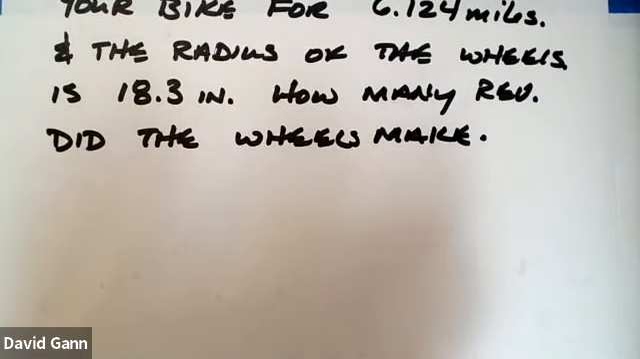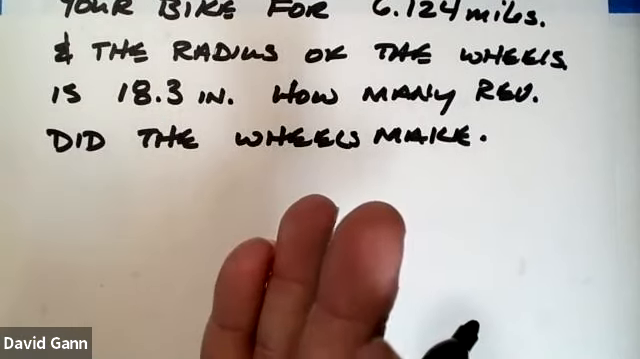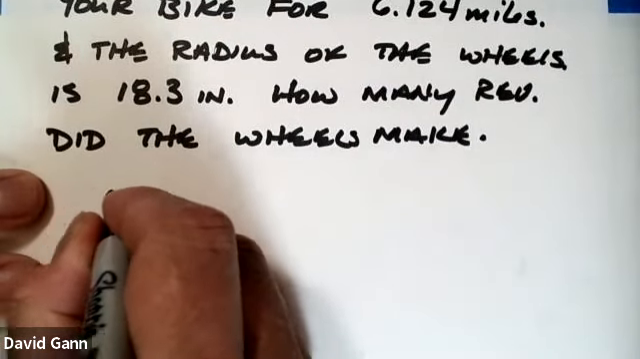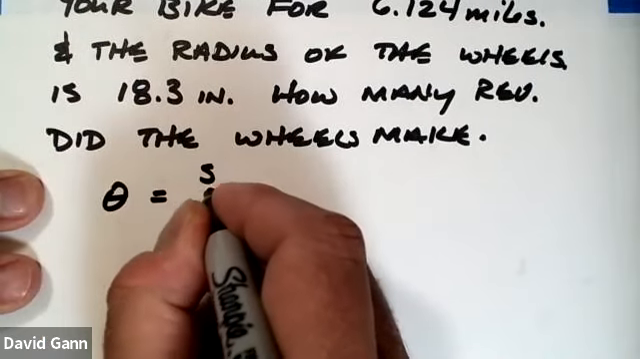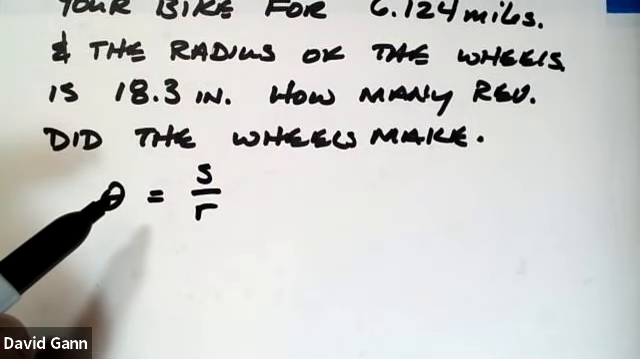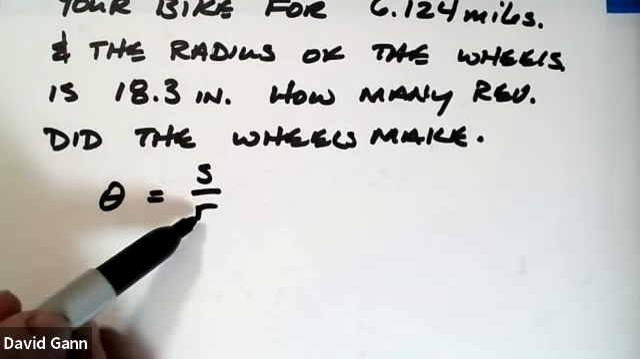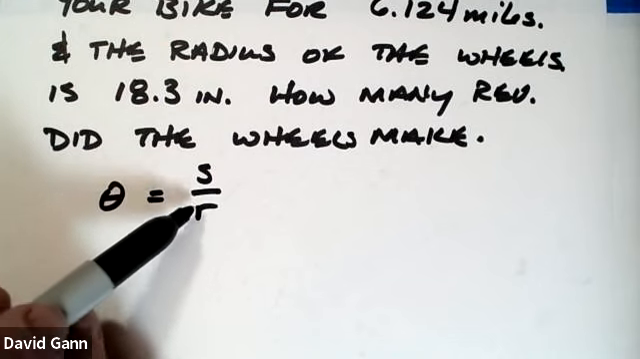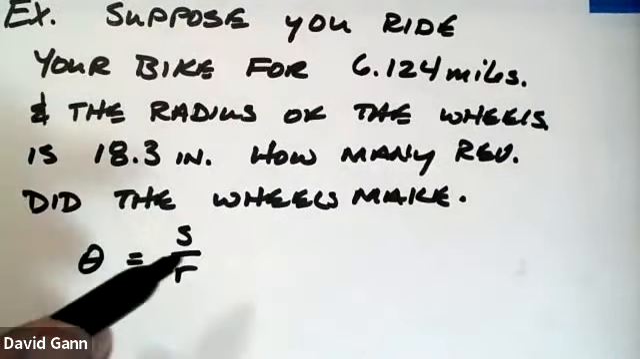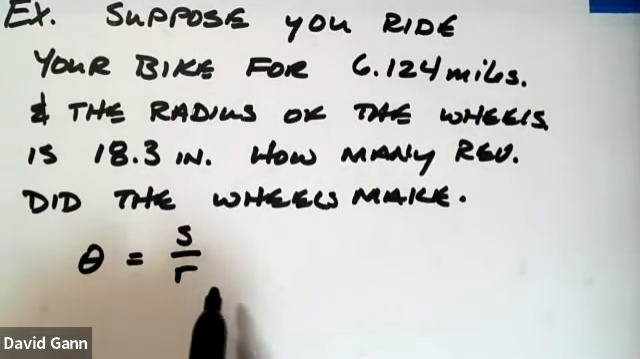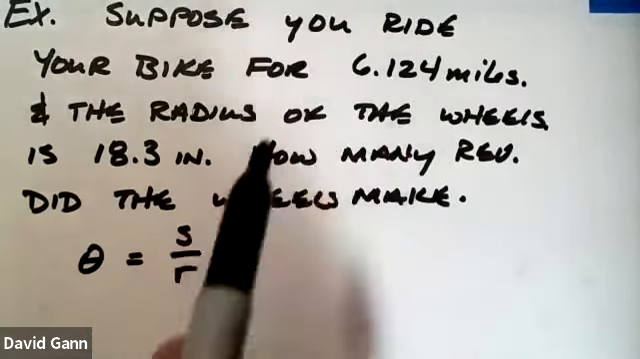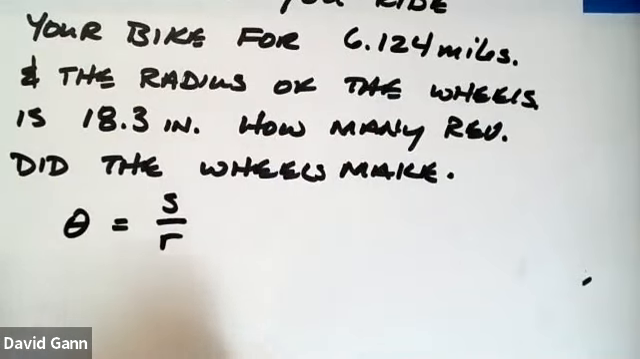But anyways, if we go back to our formula, S equals R theta, this question is asking us to find theta. If we rearrange the equation, theta is equal to S over R. Now remember, theta is going to be in radians, and for this to make sense, these have to be in the same units, and they clearly aren't. We have miles and inches. So we will need to convert either inches to miles or miles to inches. I'm going to opt for the latter.